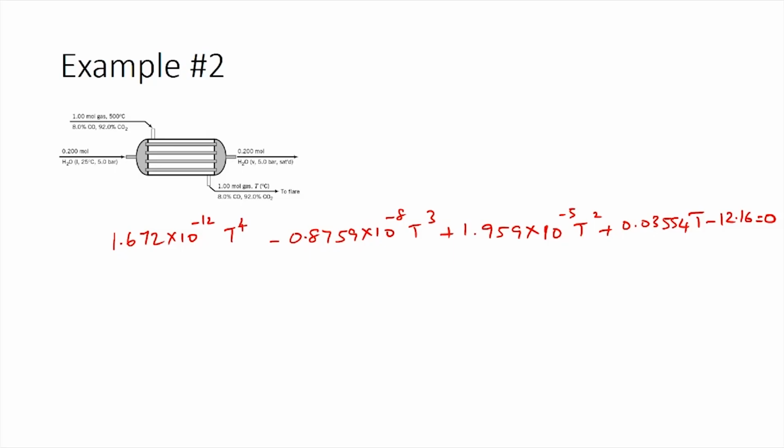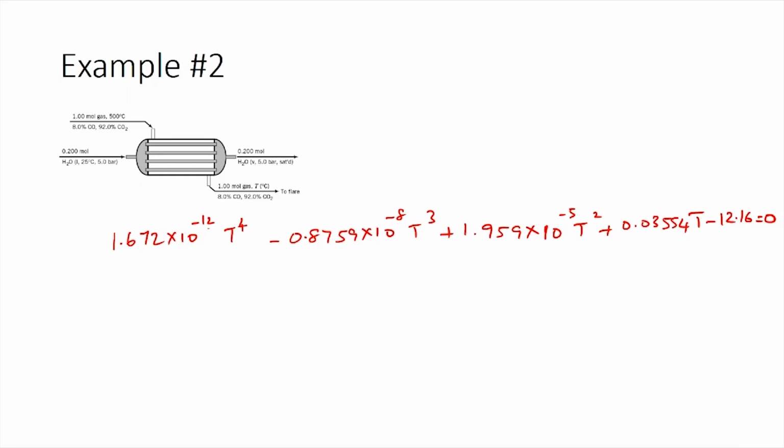Fourth order polynomials can be solved using some computational tool. You can do it numerically. If you find it hard, you can also assume that the higher order terms, T power 4 and T power 3, can be ignored because their coefficients are of the order of 10 power minus 12 and 10 power minus 8. Ignoring them, you would not create too much of an error, which would still be tolerable.